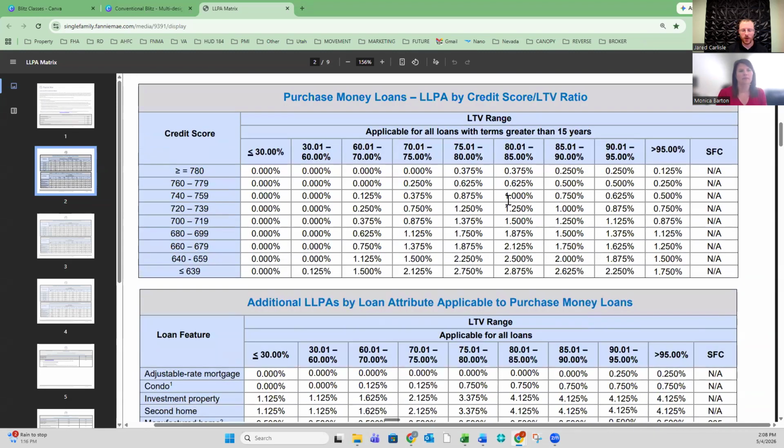Okay. So what you end up with is this matrix that looks pretty intimidating to start. But essentially, this is for purchase loans, and it's comparing credit score to LTV. You have the LTV at the top, the loan to value ratios, and then you have the credit score buckets. Let's just start right here, 95%. Let's say someone puts down 5%, the minimum. We're going to start in this bucket, and they have a really great credit score of 780. That means their pricing adjustment for that is 0.25%.